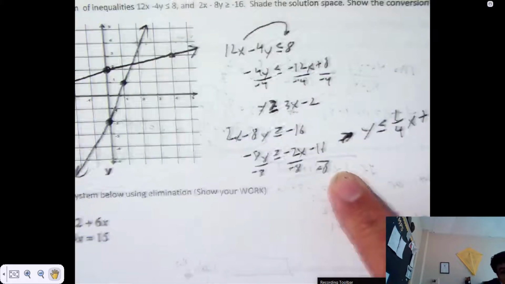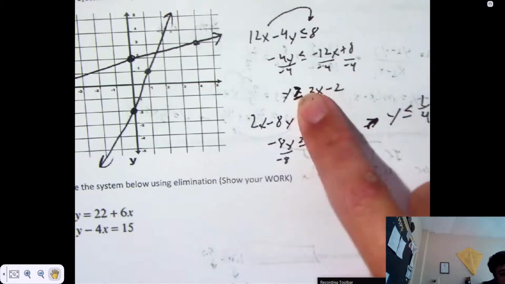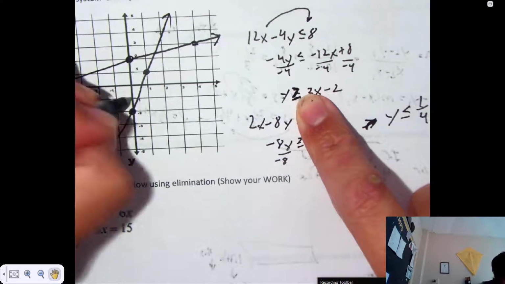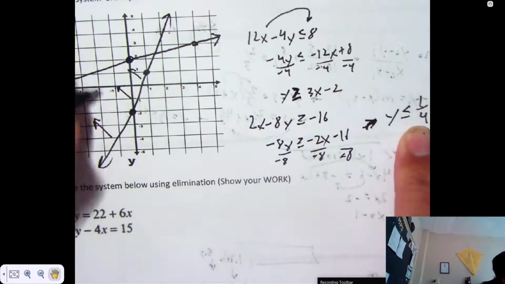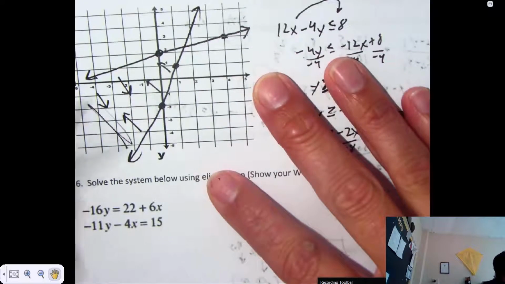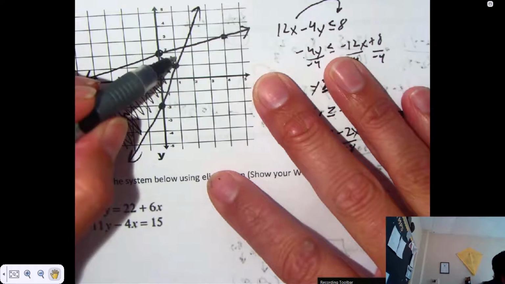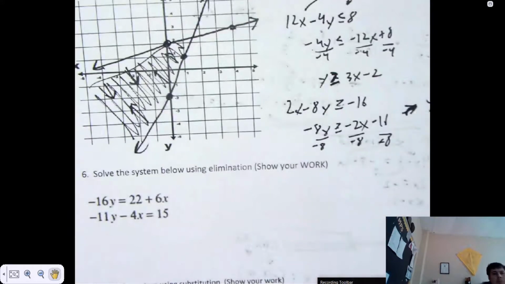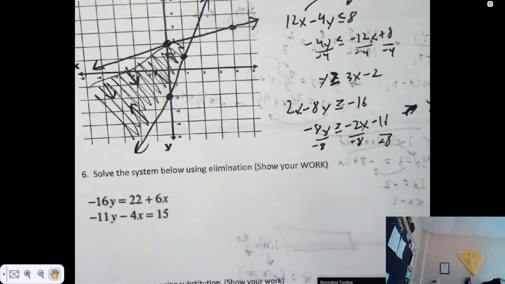Now I need to talk about shading. This one was a greater. It's saying shade above me. This one was a less. It's saying shade below me. There you go. Nice and simple. So there's your final answer.